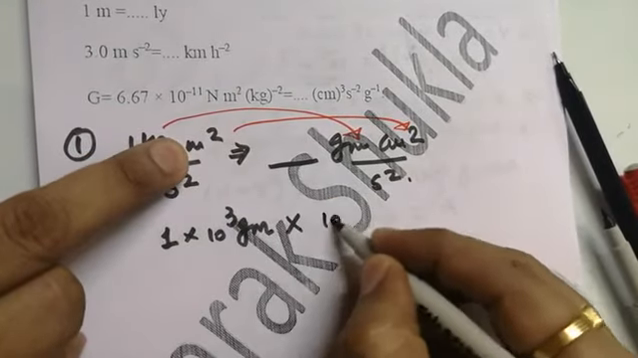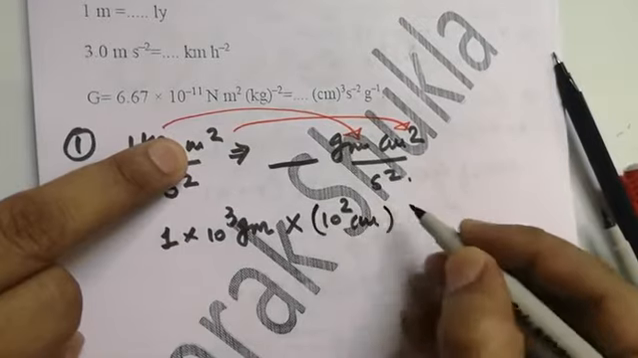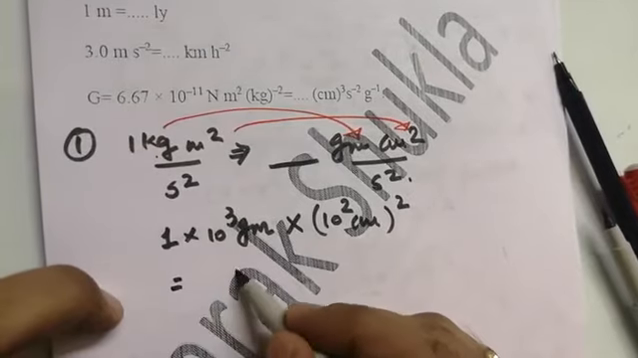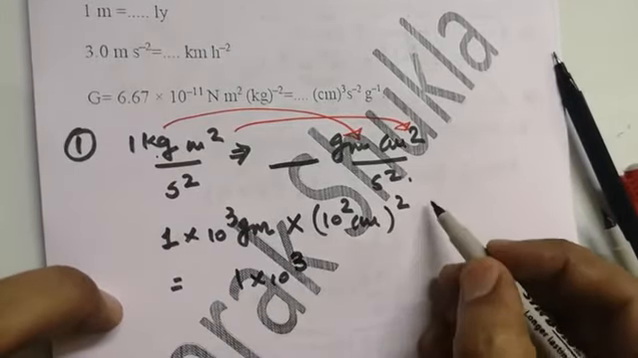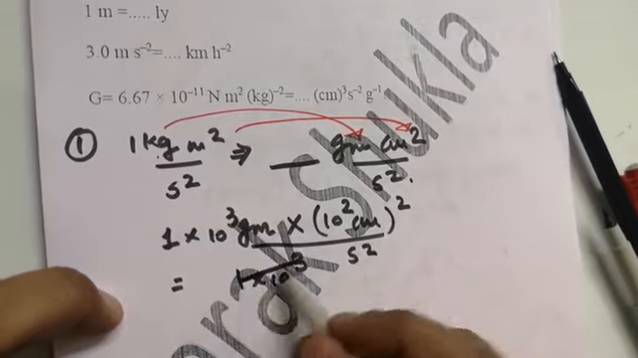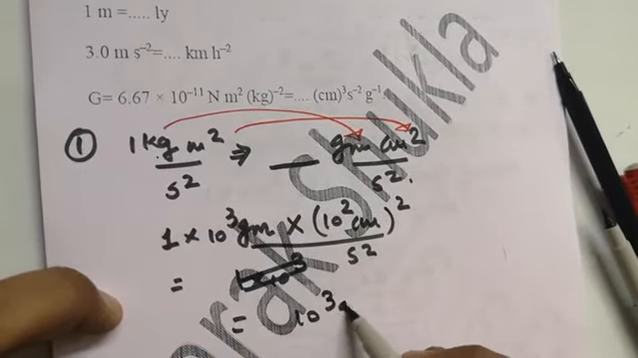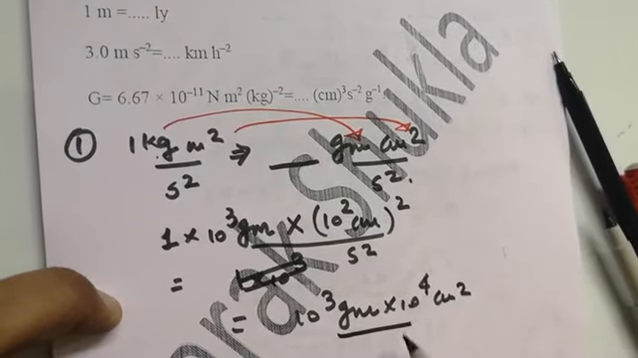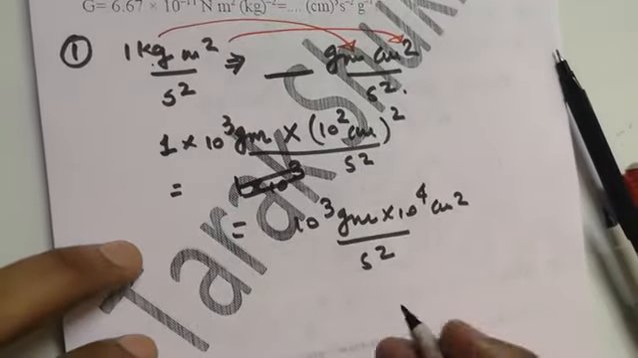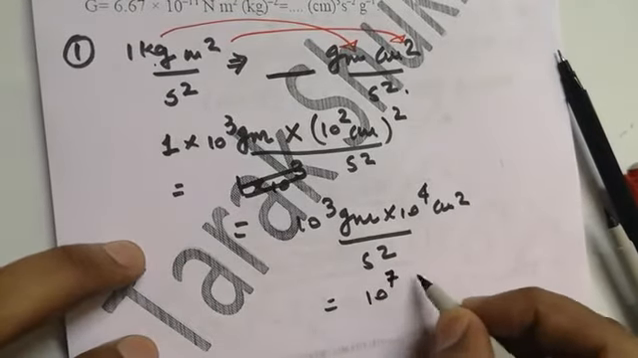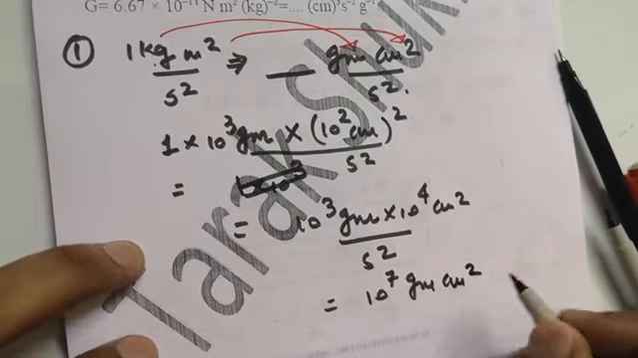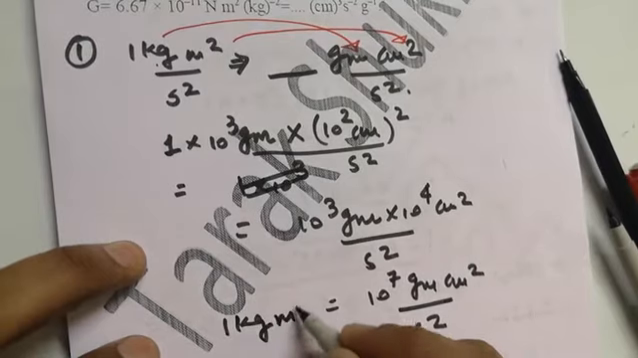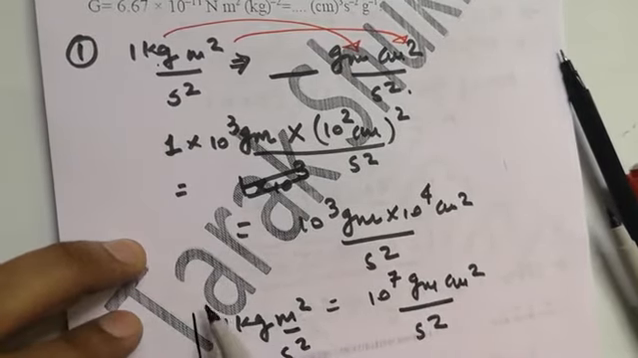A meter contains 10 to the power 2 centimeters, and it's squared. There is no need for the second part, so you can just say 1, 10 to the power 3. But I am already mentioning that second square because they have mentioned it. So I can have 10 to the power 3 gram, 10 to the power 4 centimeter square divided by second square. So you can have 10 to the power 7 gram centimeter square per second square. That is the value of 1 kilogram meter square per second square.